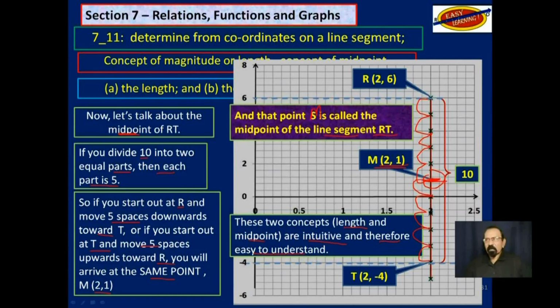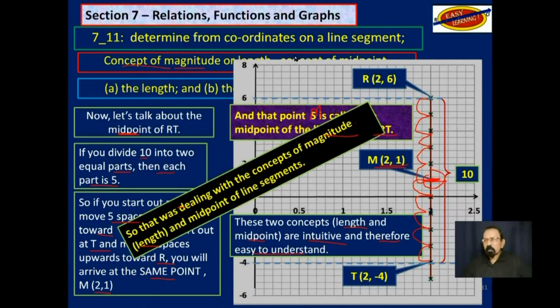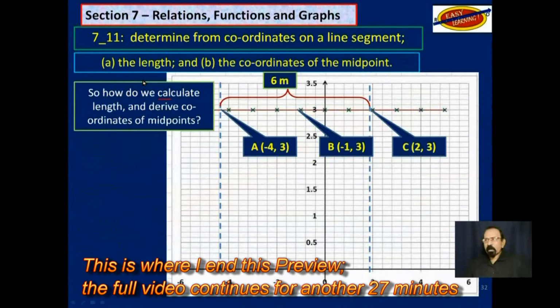So we understand the concepts of magnitude and midpoint. That was dealing with the concepts of magnitude or length and the midpoint of line segments. Now that we know that, let's do some calculation. So how do we calculate length?